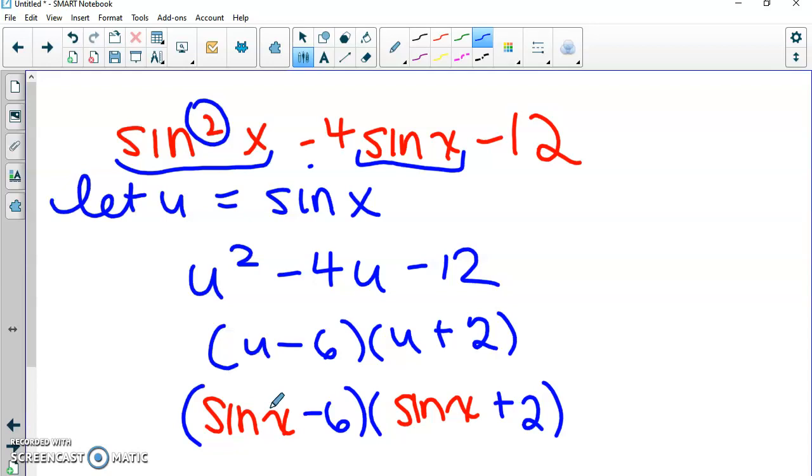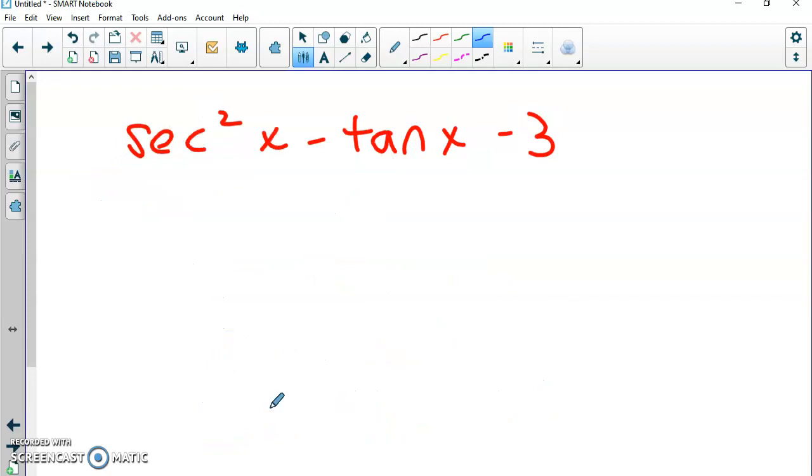All right, last one. Secant squared x minus tan x minus 3. Well, we're running into a problem. I don't see anything repeating. But I do see something being squared here, so I need to use an identity. So let's look. I want to be able to factor this, so I want to have all the same trig functions in the problem. So secant squared x, there is a Pythagorean identity that is 1 plus tangent squared x equals secant squared x. So I'm going to replace that with 1 plus tangent squared x.